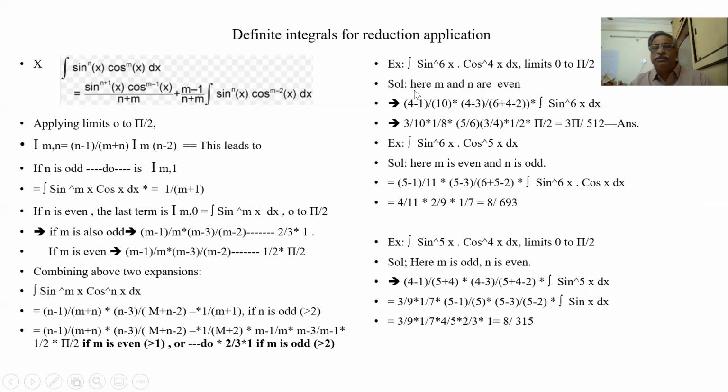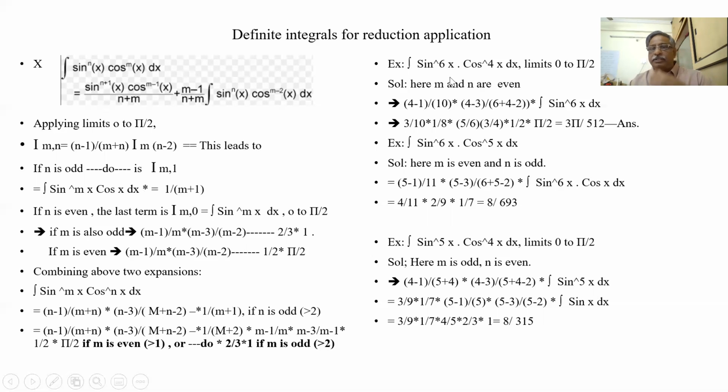Let us do some examples. Sine to the power of 6x, cos to the power of 4x, dx. Limits, you have to understand, limits is 0 to pi by 2. If limit is 0 to pi, then this is not 0, so this term also will be added. Since it is 0 to pi by 2, only the first term is getting 0. So this multiplication factor scenario only appears when limits are 0 to pi by 2.